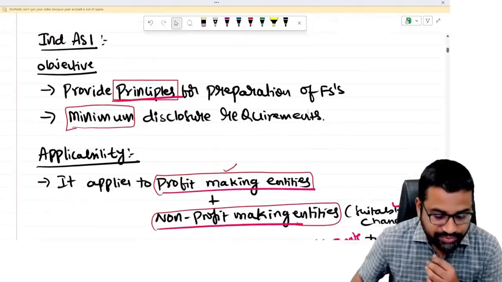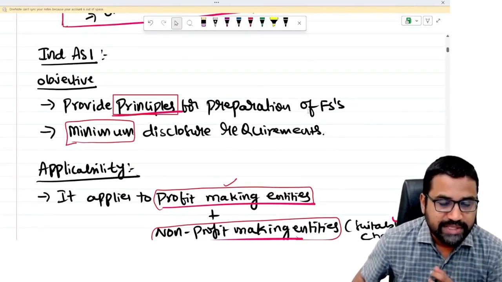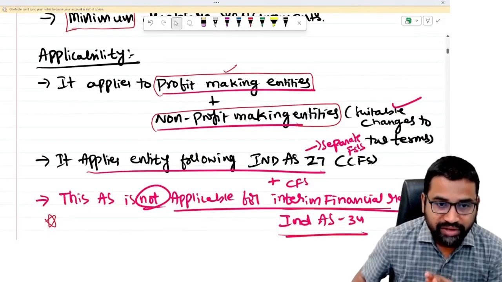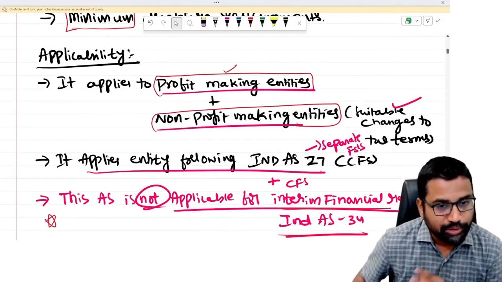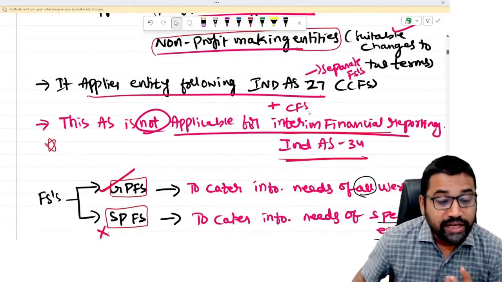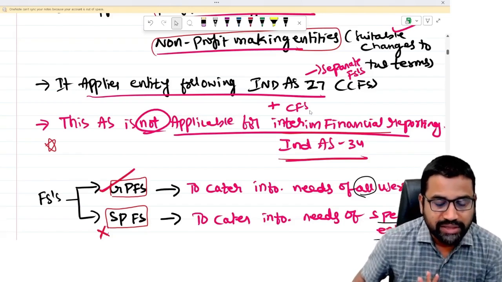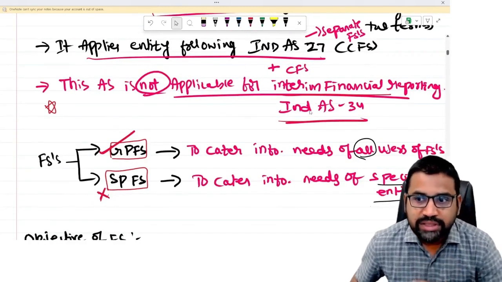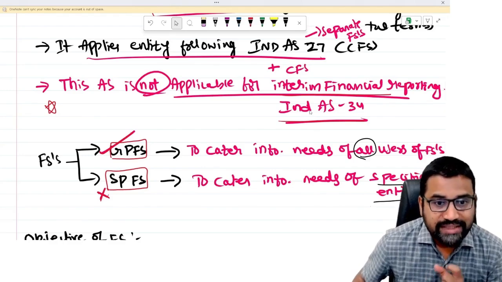So what is the objective of Ind AS 1? To provide principles for preparation of financial statements, and this standard provides you the minimum requirements. Now applicability: is this standard applicable to everybody? Yes, profit, non-profit, and even those entities who prepare consolidated financial statements, like a parent company as per Ind AS 27. And remember, this standard is not applicable for interim financial reporting, that is Ind AS 34.